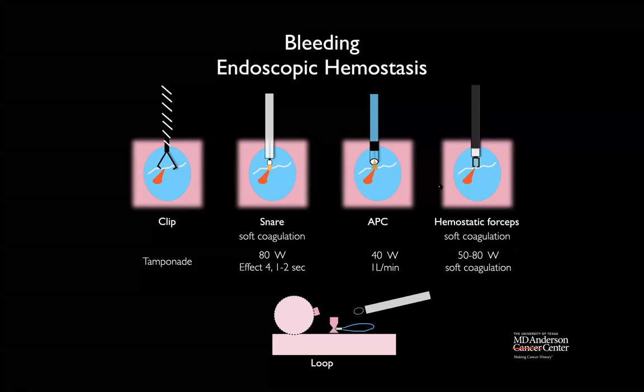You could use cautery, either with a snare using soft coagulation, effect 80 watts, or if that bleeding cannot be controlled, you could use a hemostatic forceps, again soft coagulation between 50 to 80 watts. And sometimes you could use APC as well. When it comes to mechanical hemostasis, I think clips have certainly revolutionized endoscopic surgery. Loops are useful, but they're predominantly for management of patients with pedunculated polyps.